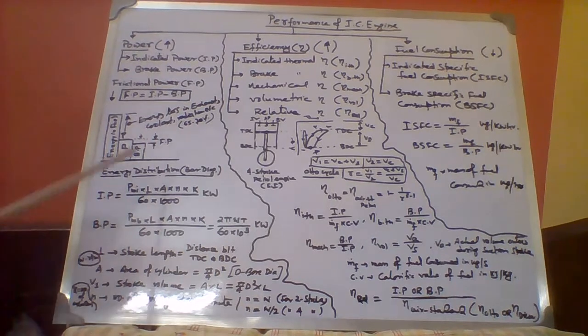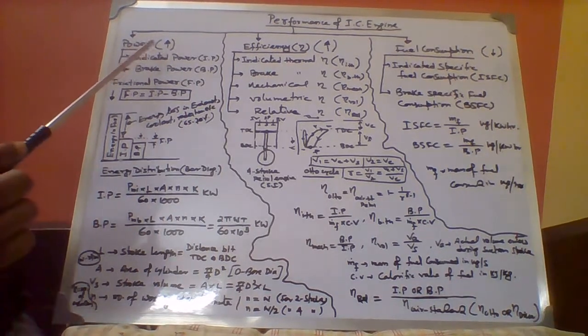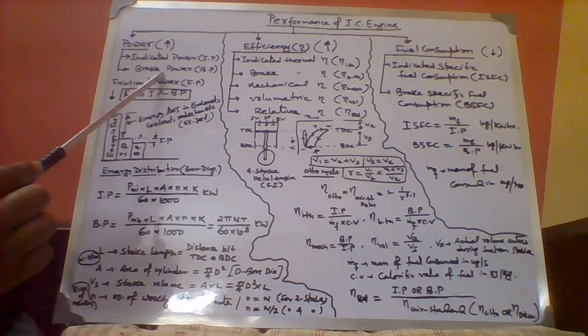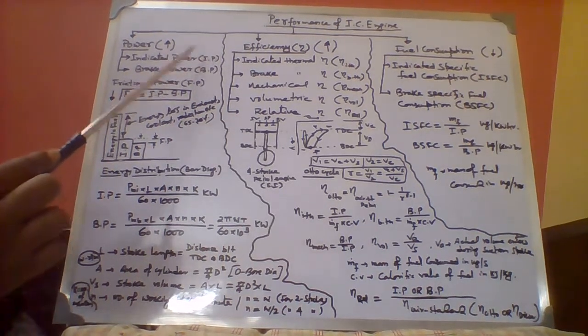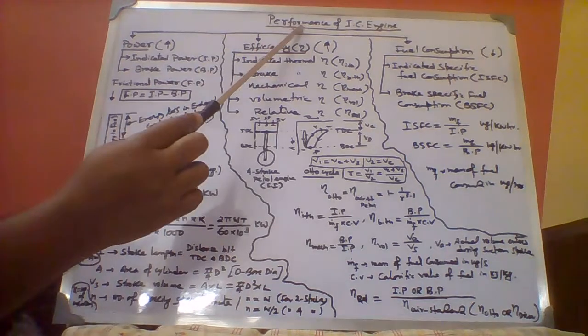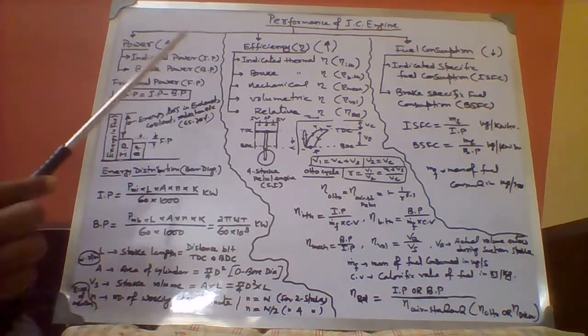Now come to the power scenario. This power is broadly classified into two: one is IP, another is BP. And if both are increased, I mean higher in value, that means it provides a satisfactory result with respect to the performance of the IC engine. So IP means what?